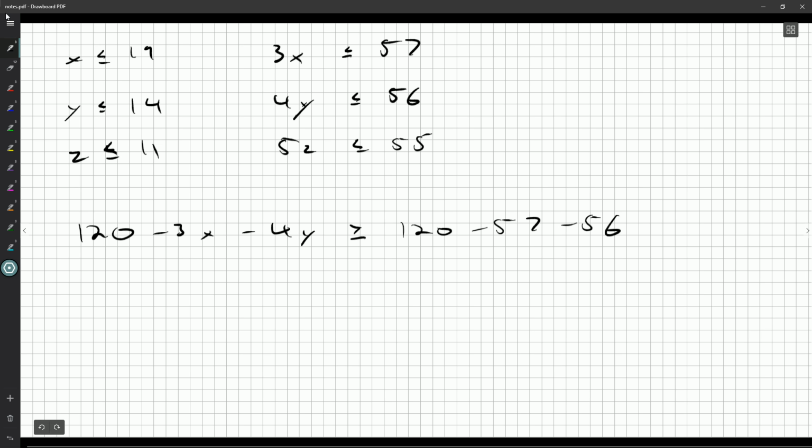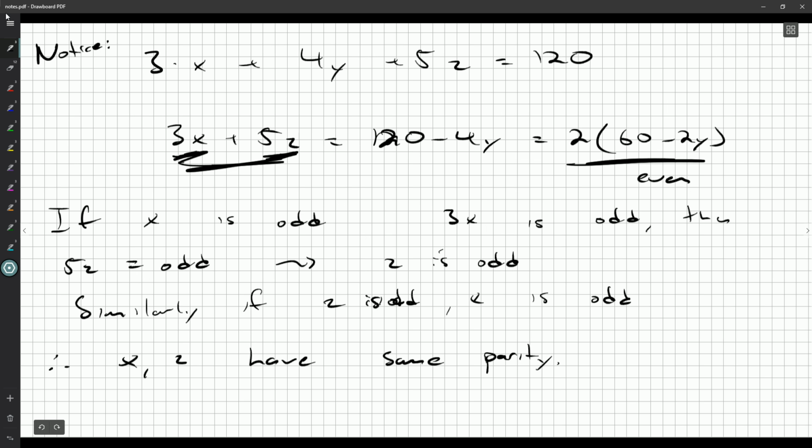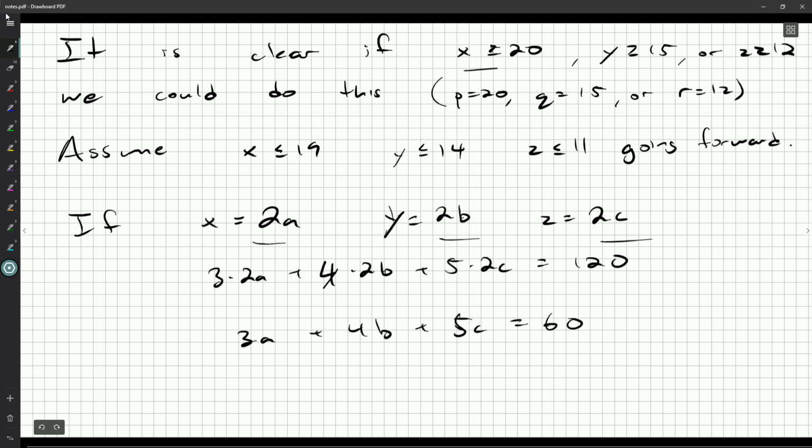So that's 100, so that's 20 left, minus 7 and 6, so that would be 20 minus 13, so that's 7. So 5z is bigger than or equal to 7, so z has to be bigger than or equal to 7 over 5, which is just a little bit more than 1, so z is at least 2. You have to have at least 2 things that weigh 5, assuming you don't get the obvious solutions.